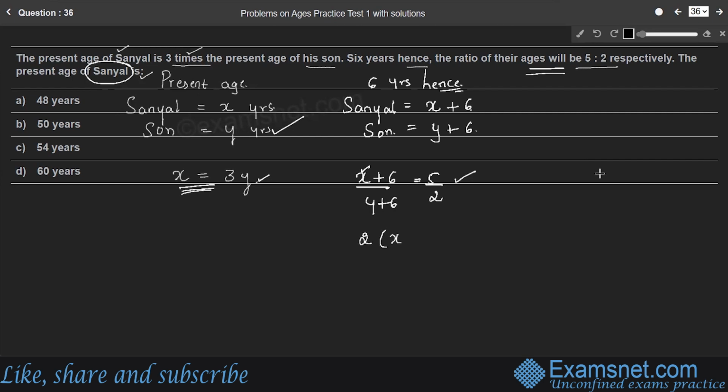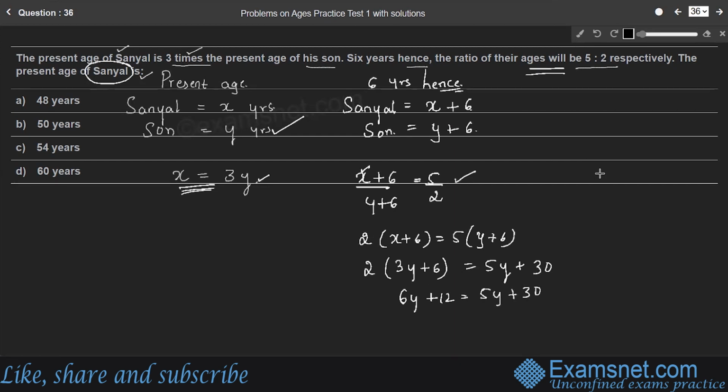2 into x plus 6 is equal to 5 into y plus 6. Here we'll write x as 3y. 2 into 3y plus 6 is equal to 5y plus 5 into 6 is 30. So 6y plus 12 is 5y plus 30. So 6y minus 5y, y is equal to 30 minus 12, which is 18. Value of y is 18.